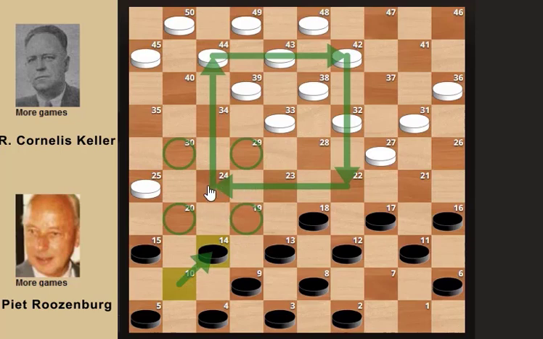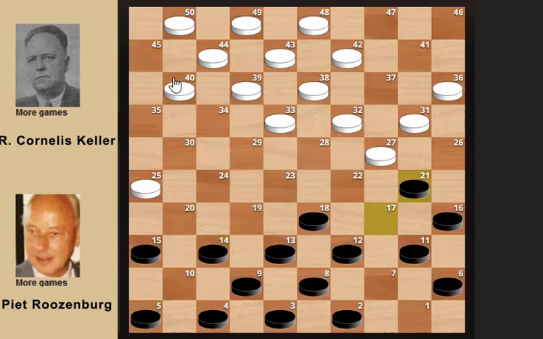14 can also control 19 and then 20. So he decided to move to this position here. So he played 45-40.